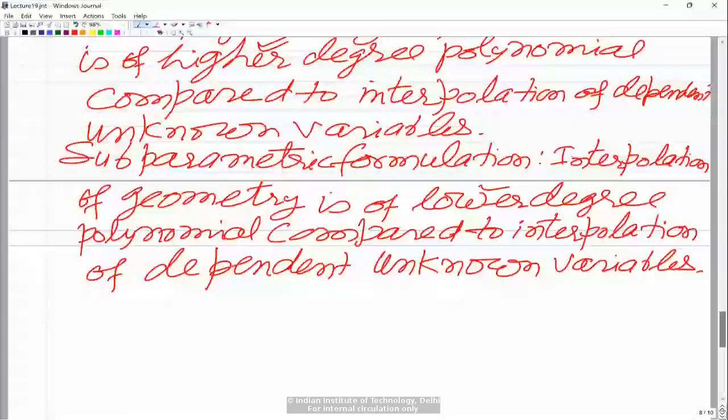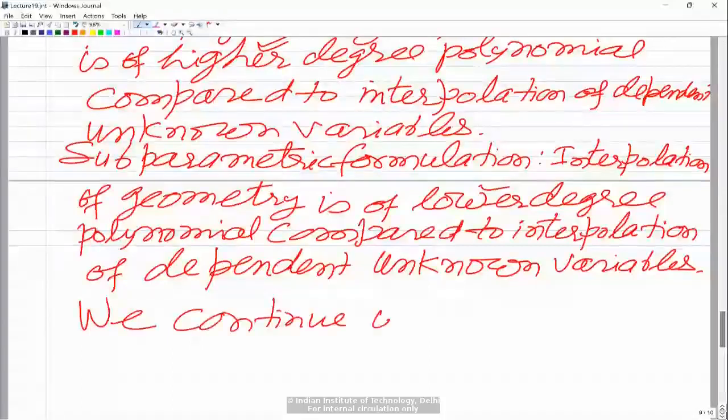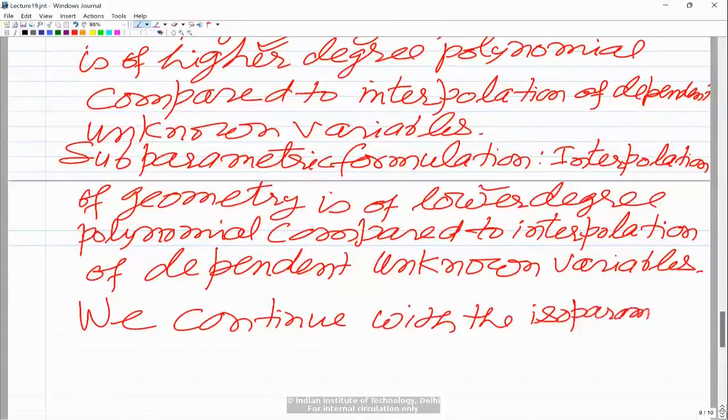So let us continue then with the yes, please. Hello. Yes. Nothing, nothing, sir. Okay. So let us continue with the isoparametric formulation.